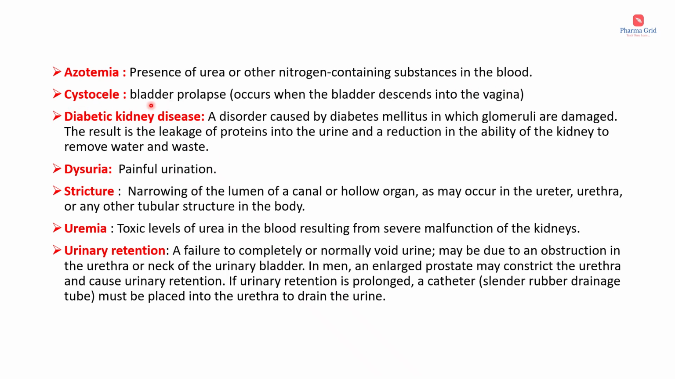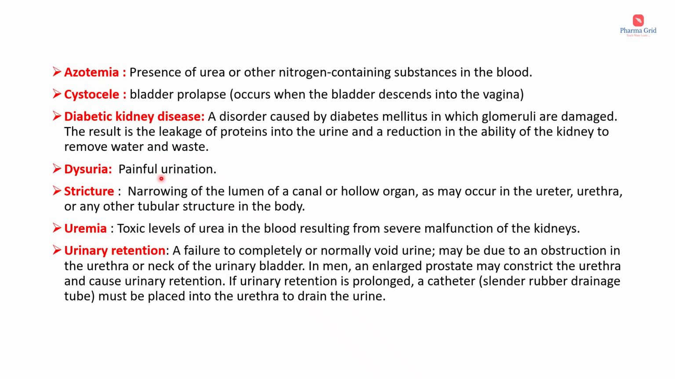Then cystocele is nothing but bladder prolapse. It occurs when the bladder descends into the vagina. Then diabetic kidney disease, a disorder caused by diabetes mellitus in which glomeruli are damaged. The result is a leakage of proteins into the urine and a reduction in the ability of the kidney to remove water and waste.